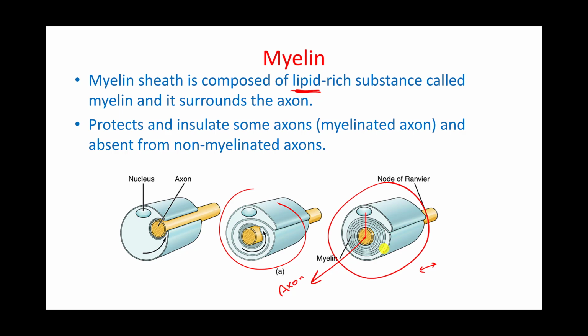Now, not all axons have the myelin sheath. Some axons have it, we will call them myelinated axons. Some axons don't have it, and we will call them non-myelinated axons. And you would expect that the signal, or the action potential, is slower here compared to here. And we will understand this later as well.